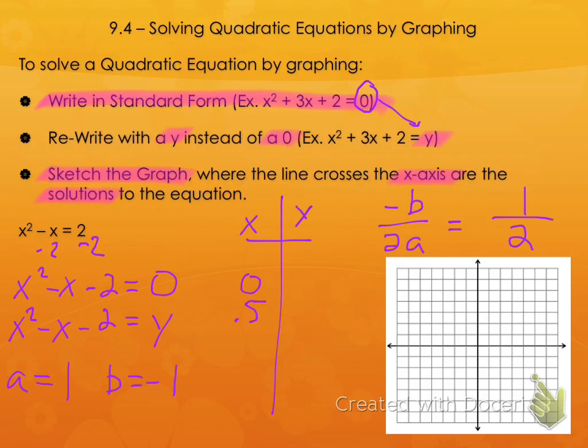Two numbers smaller are 0 and negative 1, and then 1 and 2 are numbers that are bigger. So I've gotten negative 2 for negative 1, 0 for 0, 0 for 2, and 1/2 should be negative 2.25. So when I graph this, I should get negative 1, 0; 0, negative 2; 1/2, negative 2.25; 1, negative 2; and then 2, 0. So my parabola looks something like this.